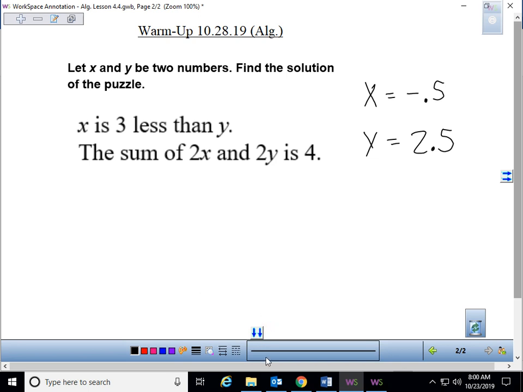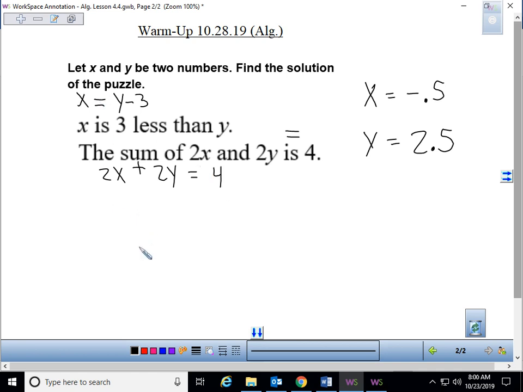Now I chose to solve it by creating a system of equations. Each line represents an equation. X is 3 less than Y, so X equals Y minus 3. That's saying here's Y. If I take away 3, that does equal what my X should be. So that's my first equation. The second equation says the sum. Well, sum means you're adding. So it's saying add together 2x and 4y, and is 4 means equals 4. So this equation becomes 2x plus 2y equals 4.